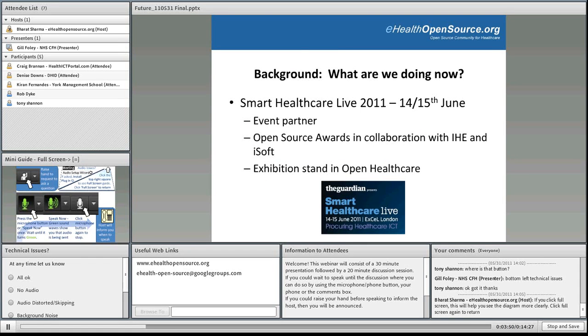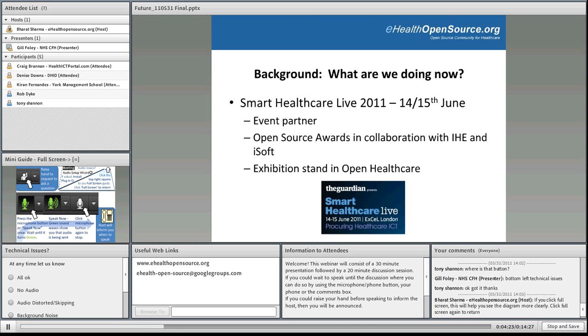Yes, thank you, Natalie. On the 14th and 15th of June, there is the Guardian Smart Healthcare Live exhibition, where we've managed to gain ourselves a small stand to promote the ehealthopensource.org organisation. And basically, we will be attending. We aim to share our learning and promote open source for health and social care. We've currently prepared a banner and postcards that we hope will encourage and engage the wider NHS community and health in general.